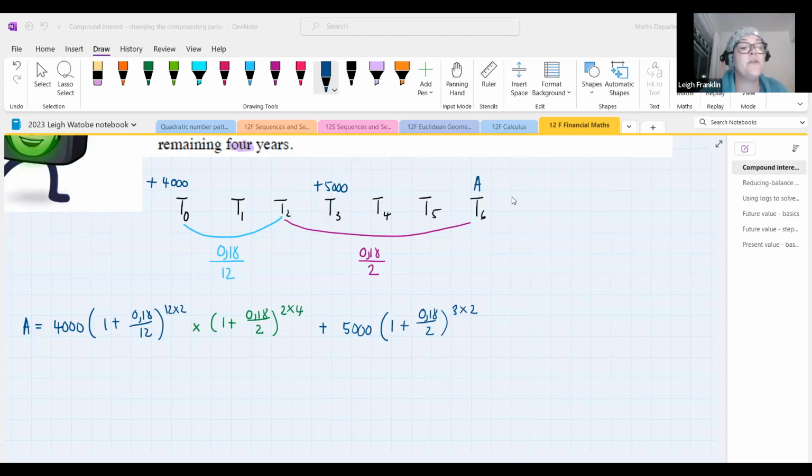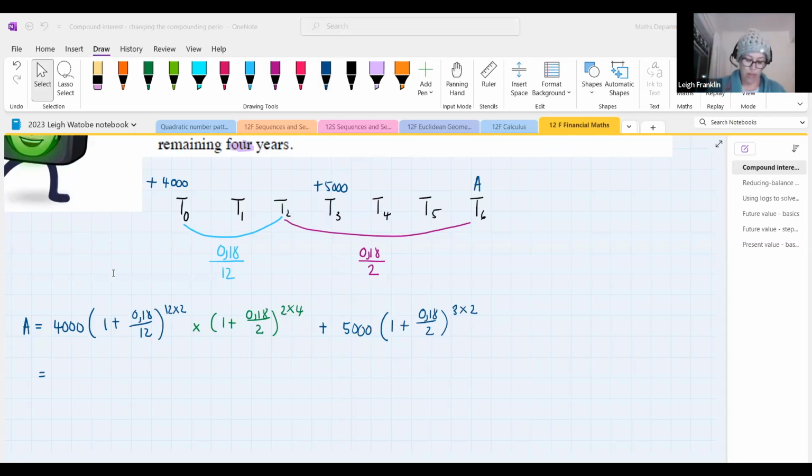So Kumo, that's a very common mistake. Remember the money is staying in the account from the beginning to the end. That initial 4,000 Rand does not start earning interest at a different rate when the 5,000 Rand is added to it. It still continues to earn the same interest that it was earning at the end of T2. Okay, Amahle?